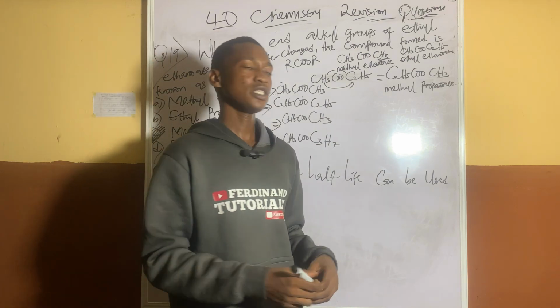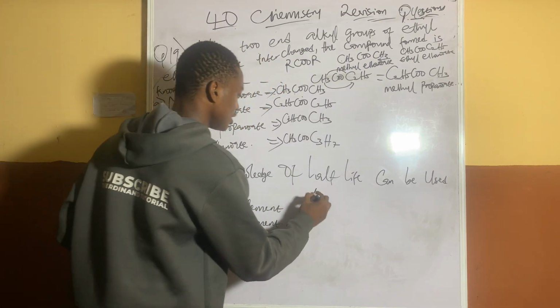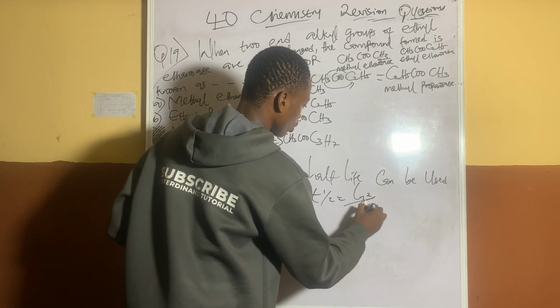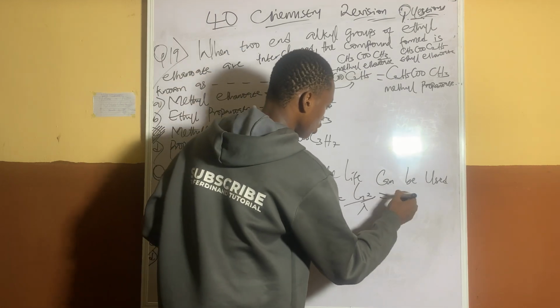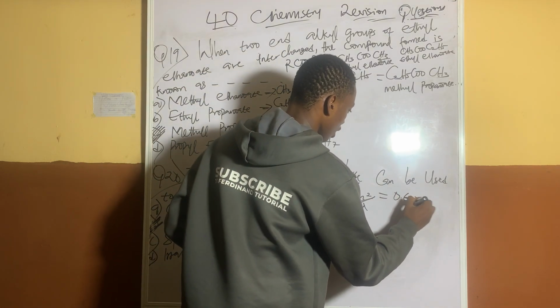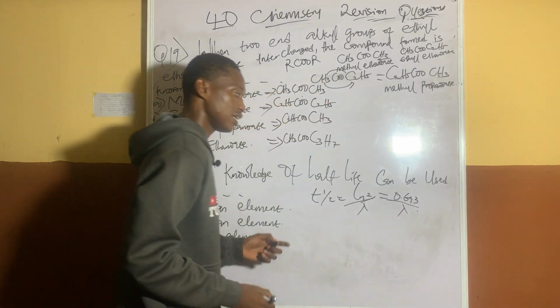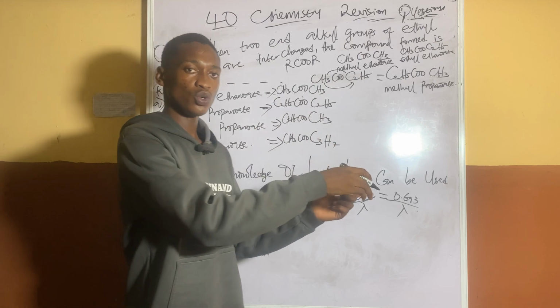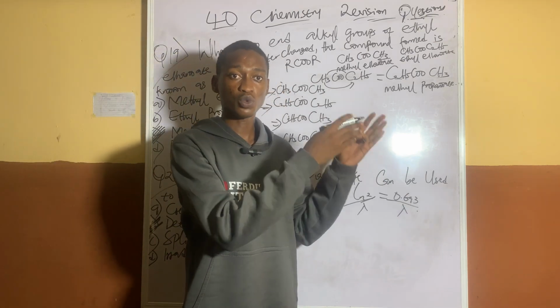Are we there now? So the simplest formula we use in calculating half-life is T half is equal to ln 2 over lambda, where ln 2 is 0.693 over lambda. So we use half-life to do what? To detect an element.